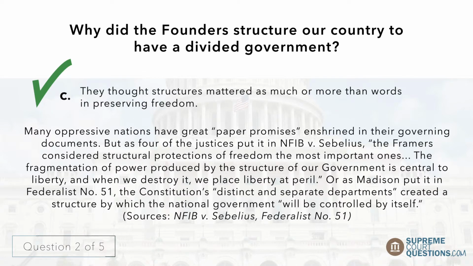Many oppressive nations have great paper promises enshrined in their governing documents. But as four of the justices put it in NFIB versus Sebelius, the framers considered structural protections of freedom the most important ones. The fragmentation of power produced by the structure of our government is central to liberty, and when we destroy it, we place liberty at peril. Or as Madison put it in Federalist No. 51, the Constitution's distinct and separate departments created a structure by which the national government will be controlled by itself.